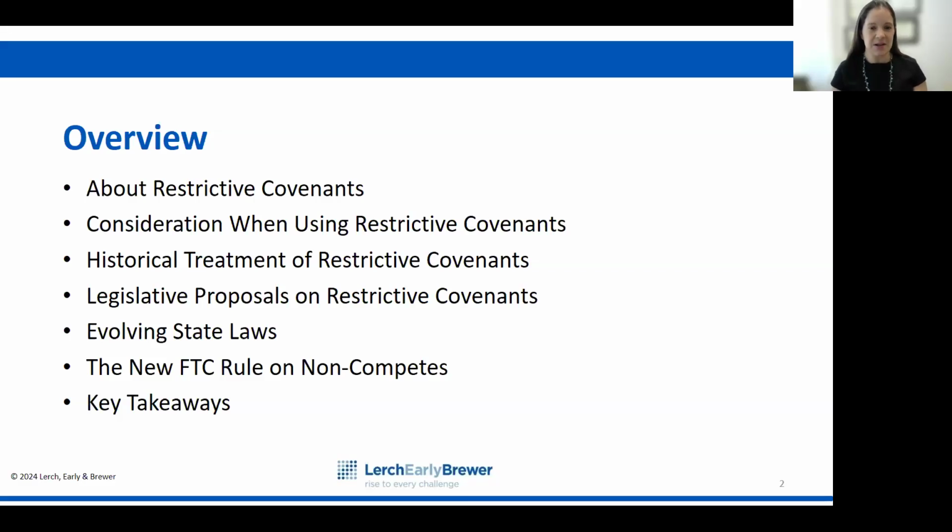some key takeaways. So obviously the genesis of this presentation was the new rules that have been released on the FTC non-competes. Don't worry, we will be diving into those today. But this is all part of sort of a larger conversation that's happening with respect to restrictive covenants across the country. In 2021, the Journal of Law and Economics reported that about 18% of American workers are subject to a non-compete agreement, and that's pretty significant.